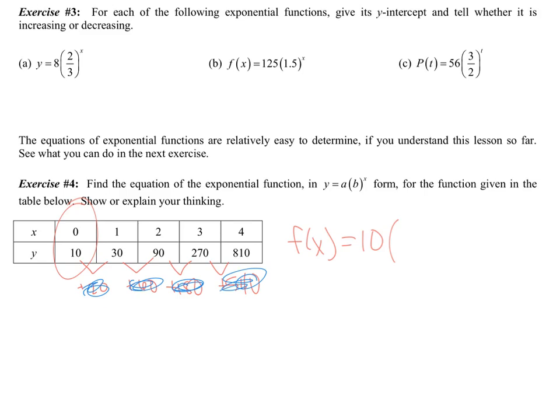Remember, they're all multiplying, but multiplying by a whole number or multiplying by a fraction. So multiplying by a whole number. So 10 times what equals 30? 3. 30 times what equals 90? 3. So each time it's multiplying by 3. So it becomes 10 times 3 to the x power.